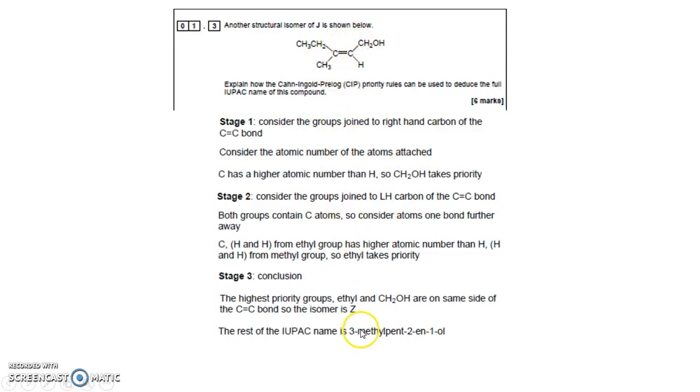3-methyl, pent, 2-ene-1-ol. I'll just talk about the fact that it's not ene, it's en rather than ene in a minute. Let's just check. 3-methyl, yes, because 1, 2, 3, the methyl group is at number 3. On carbon number 2 is the ene, pent, 5 carbons in a row, 2-ene-1-ol. The ol, the OH group, is at number 1.